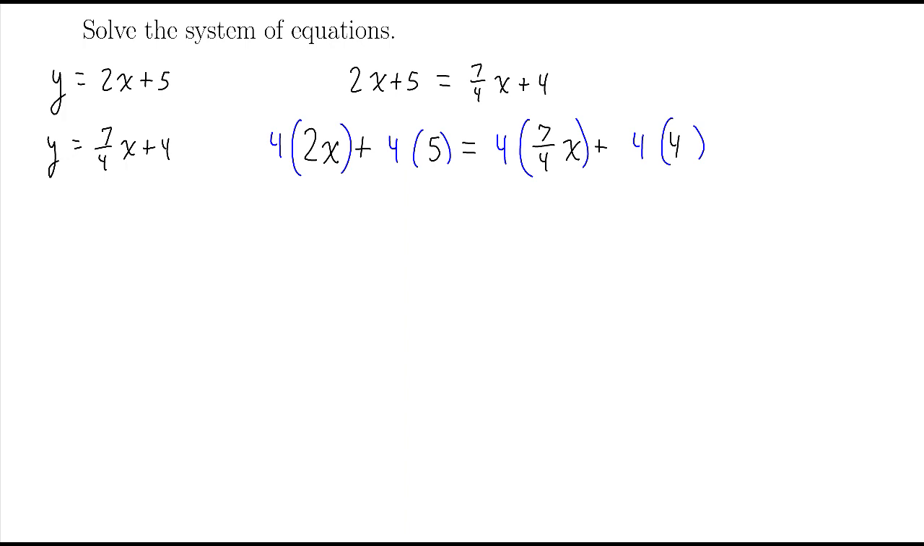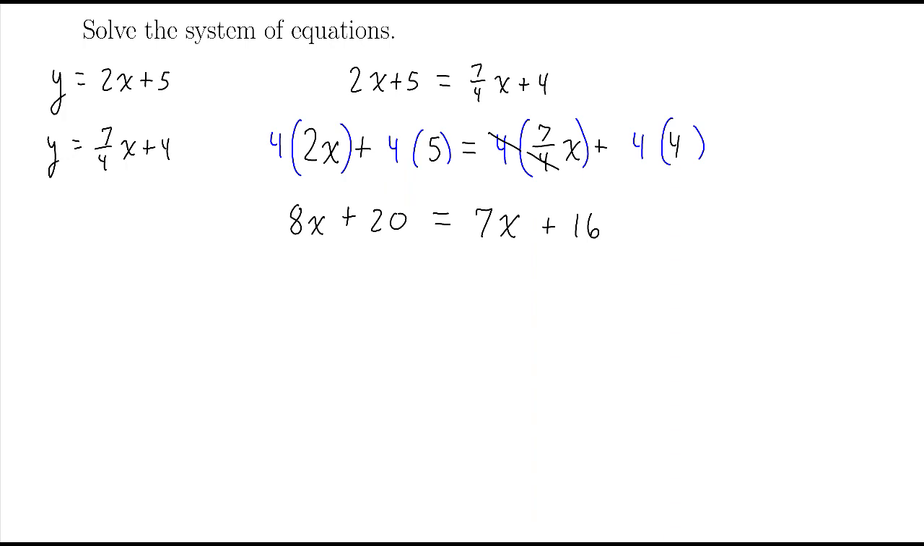Okay, so 4 times 2x is 8x. 4 times 5 is 20. 4 times 7/4, that's 28 over 4, which is 7, right? Or I could just say those cancel out and leave me with 7x. And then 4 times 4 is 16. Okay, so now we have a regular equation here.